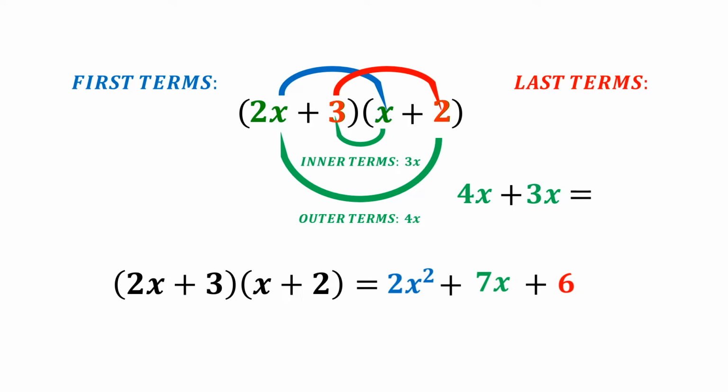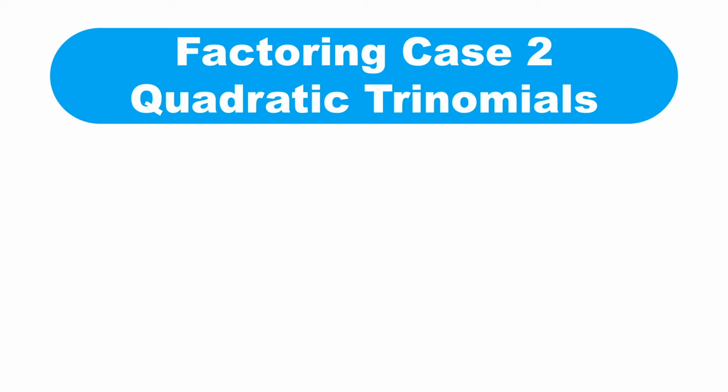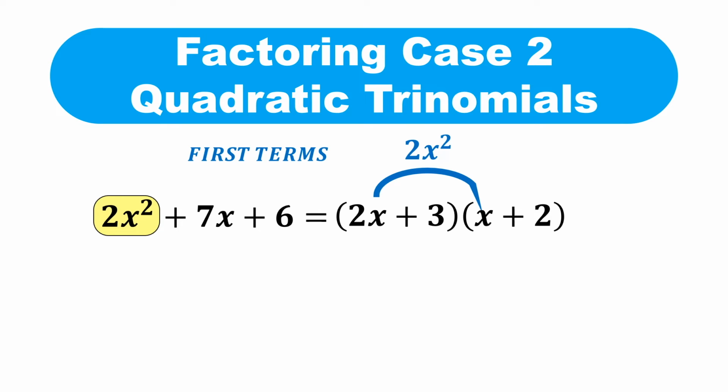Dahil ang multiplication ay reverse process ng factoring, ang factored form ng 2x squared plus 7x plus 6 ay 2x plus 3 times x plus 2. Pansinin ninyo ang mga sumusunod. Una, ang mga first term ng dalawang binomial factor ay mga factor ng first term ng quadratic trinomial. Pangalawa, ang mga second terms ng dalawang binomial factors ay mga factor ng third term ng quadratic trinomial.